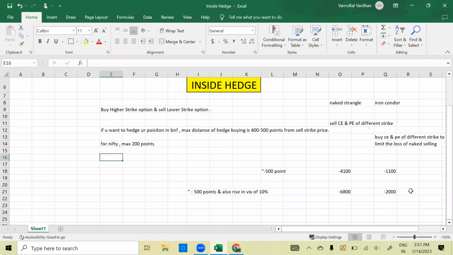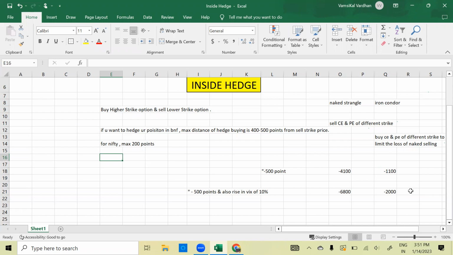But the only flaw in the iron condor is it will not give you money on Friday, Monday, Tuesday, Wednesday. Most of the money will come on Thursday only. So it will be a little difficult to hold. If any spike comes on Thursday, on either side, you will get the loss on both sides. So it will be very difficult to manage an iron condor position.